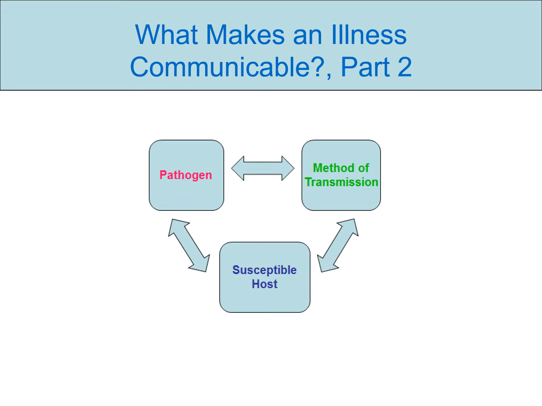So what makes an illness communicable? Again, you start with a pathogen, you have the method of transmission, and then the susceptible host. So there is a picture of what we just talked about.